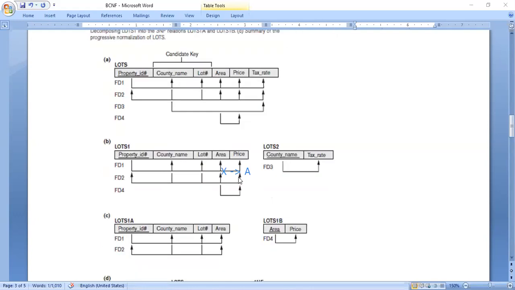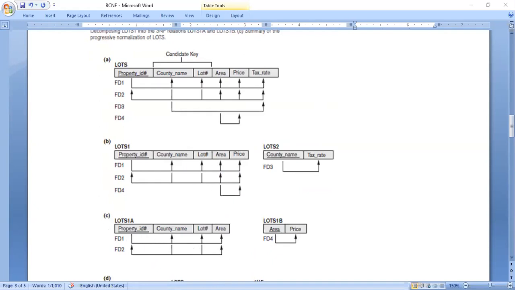So what we have done in the third normal form here, you can see that we have to separate this price. So we have separated area and price. But that doesn't mean we have removed area from here, because for each property we want the area value. So this particular lots 1A, which is decomposed further into these attributes, is in third normal form. Now as per the third normalization, both these functional dependencies hold for third normal form.